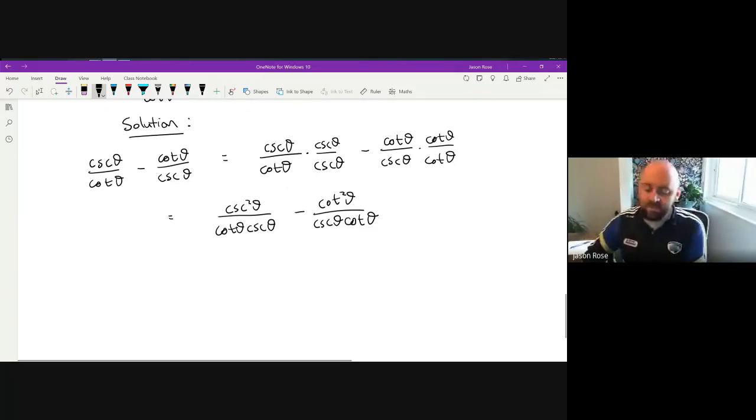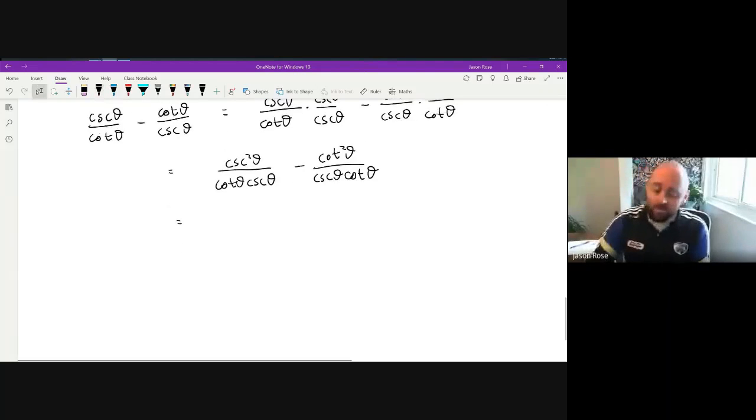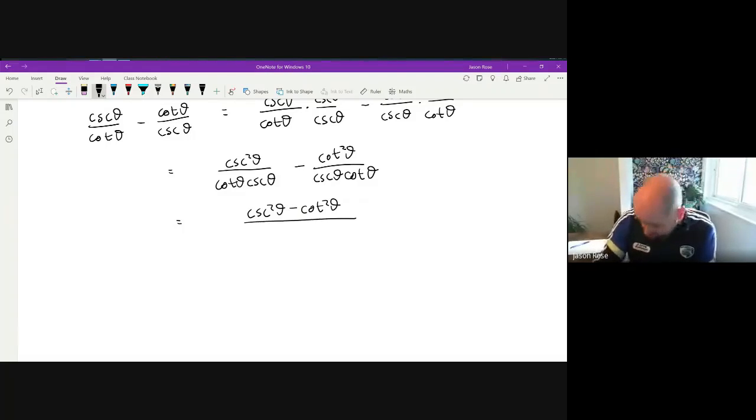Now, the reason we did that is so that there would be a common denominator, the same denominator, and there is now, so we can now combine it. And it's cosecant squared minus cotan squared, divided by cotan theta multiplied by cosecant theta.